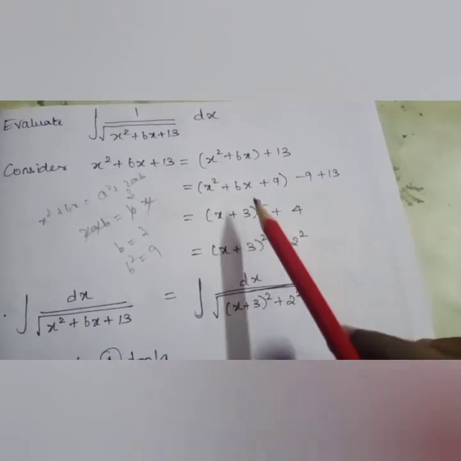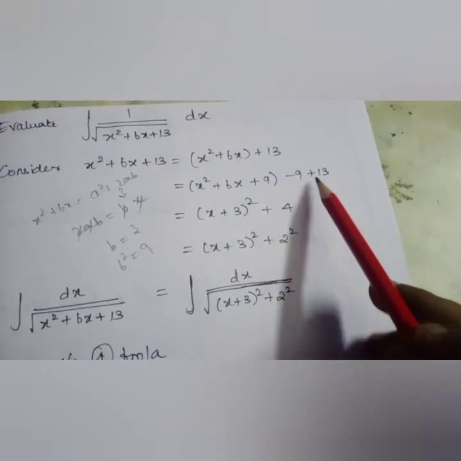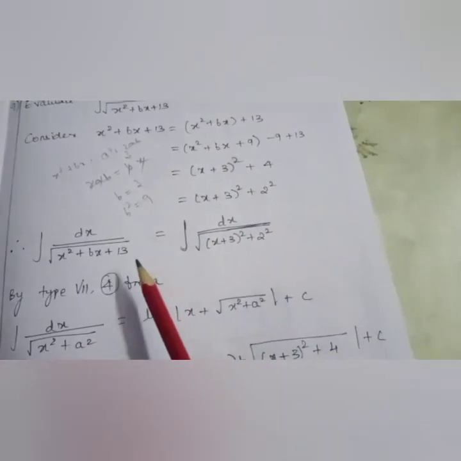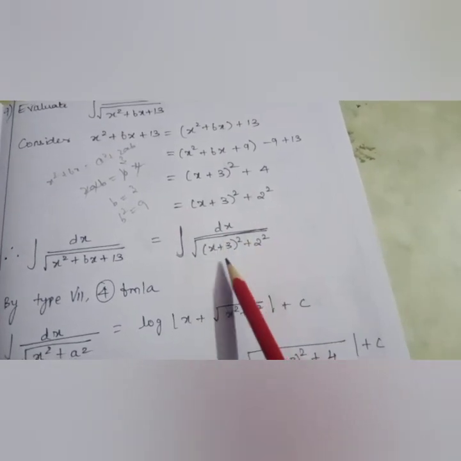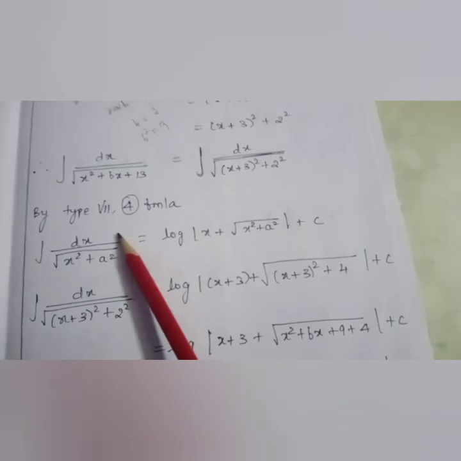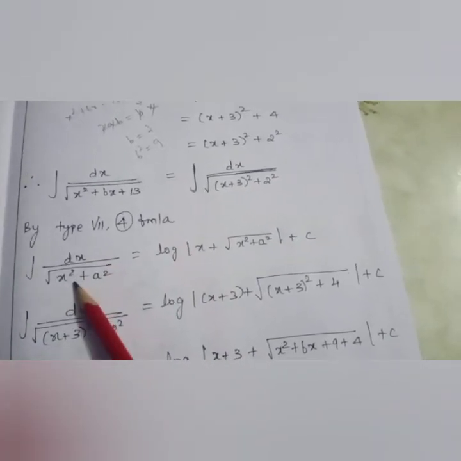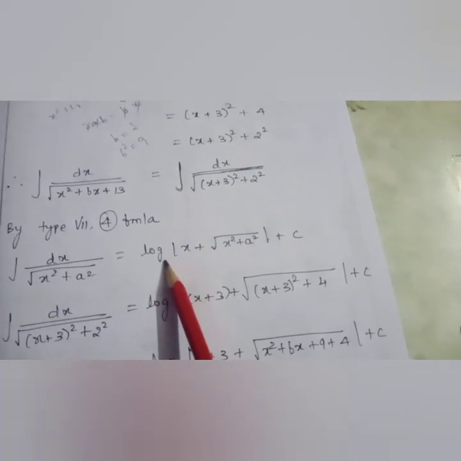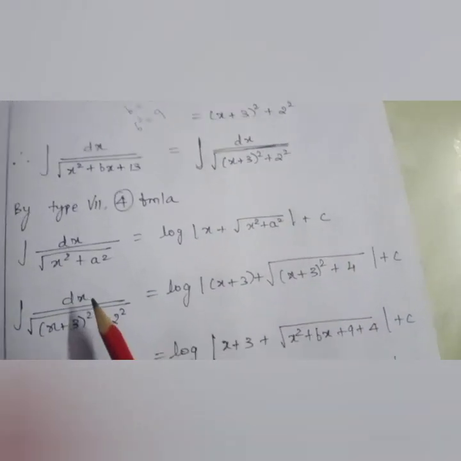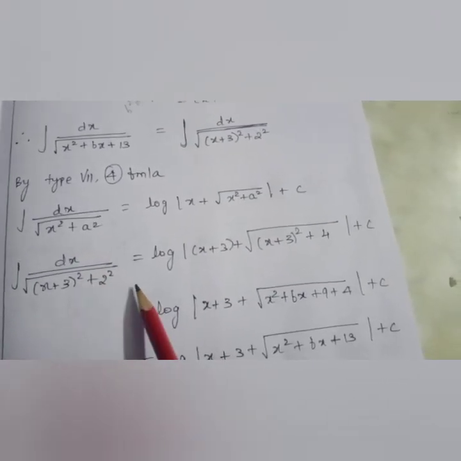subtract 9. So I can write this as x plus 3 the whole square, and minus 9 plus 13 is plus 4. Again I can write 4 as 2 square. Now this question becomes integral dx divided by root of x plus 3 the whole square plus 2 square. Now by type 7 fourth formula, integral dx divided by root of x square plus a square is equal to log of x plus root of x square plus a square plus c.